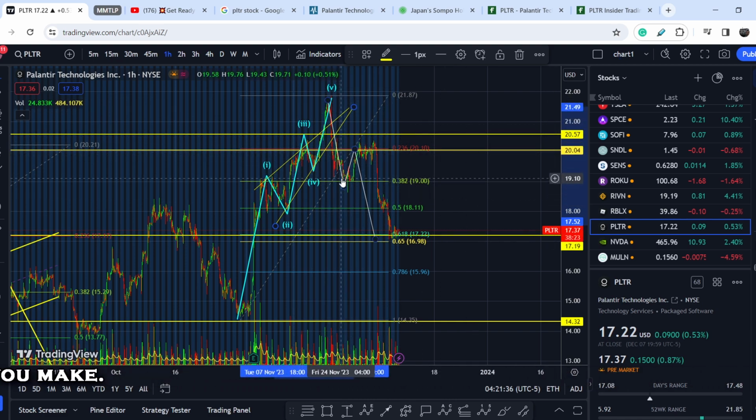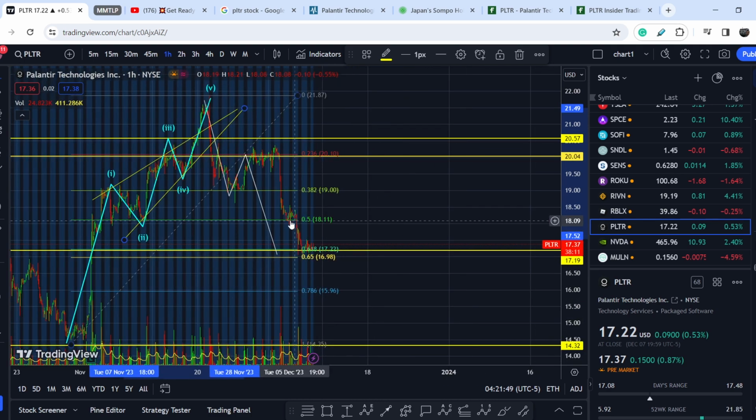And at this very point, I told you, and I drew this white line, that this asset might go to a lower point, from 0.5 all the way down to 0.618, 0.65. And as you can see, we had the first reaction right here out of the 0.5 level. Then right now, we have the reaction out of this range.